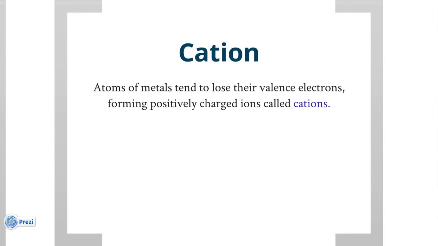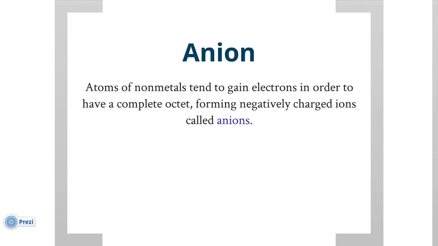When atoms lose electrons and become ions, they are called cations. Atoms of metals tend to lose their valence electrons, and cations are positively charged ions. Anions, on the other hand, are negatively charged ions, and you get an anion when an atom gains an electron to become negatively charged. Nonmetals typically gain electrons to become negatively charged and are called anions.